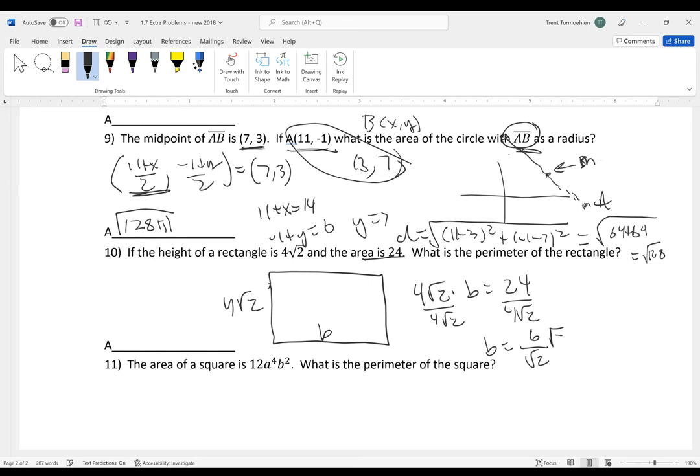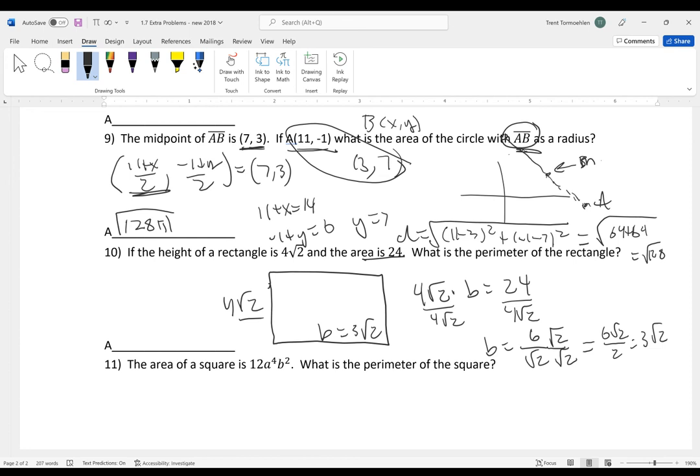Well, the way you simplify that is by rationalizing the denominator, multiplying the numerator and the denominator by square root of 2. And so that's going to give me 6 square root of 2 over 2, which is the same as 3 square root of 2. So the other side B is going to be 3 square root of 2. We could have reasoned our way to that answer. We knew we'd need to multiply by square root of 2 to get a 2. And so 4 times 3 is 12. So 12 times 2 is 24 to get that area. However you want to think about it works.